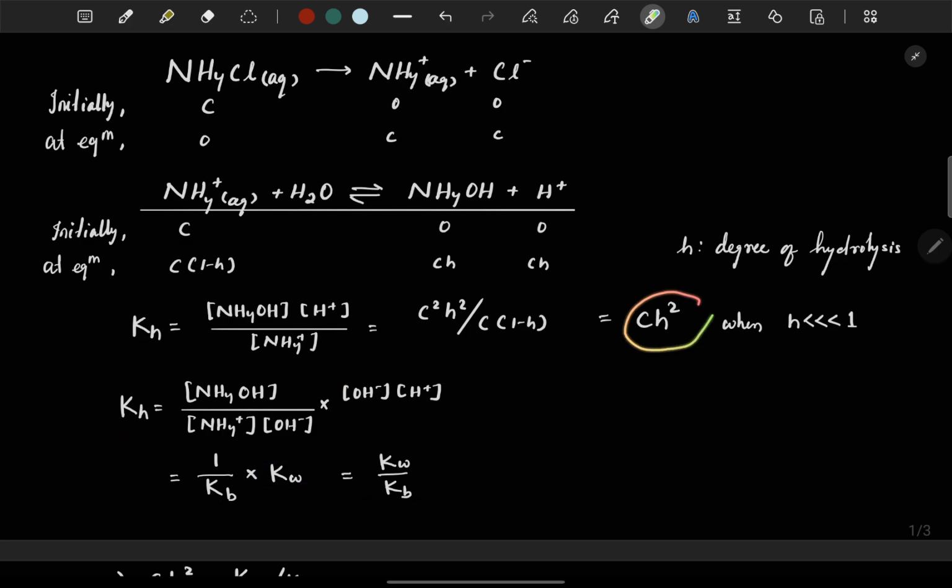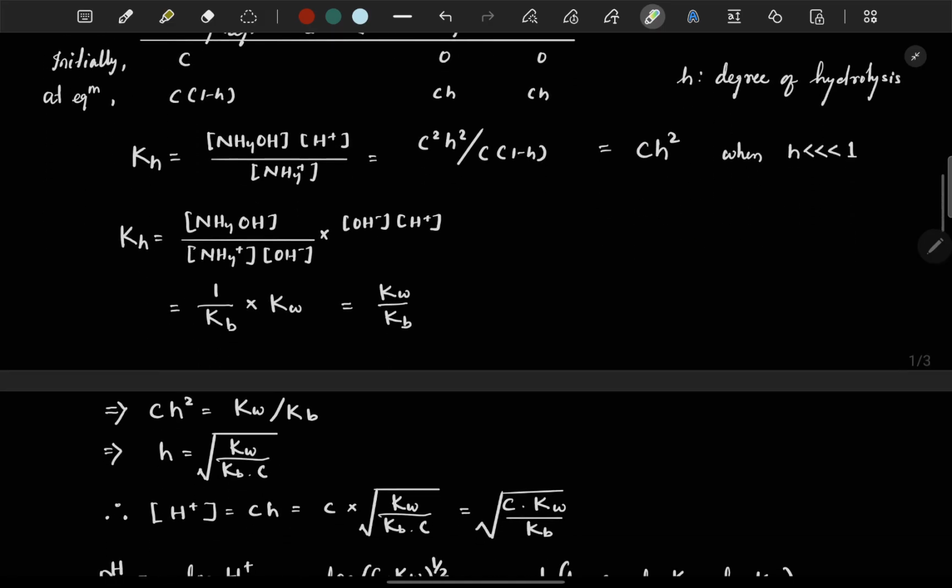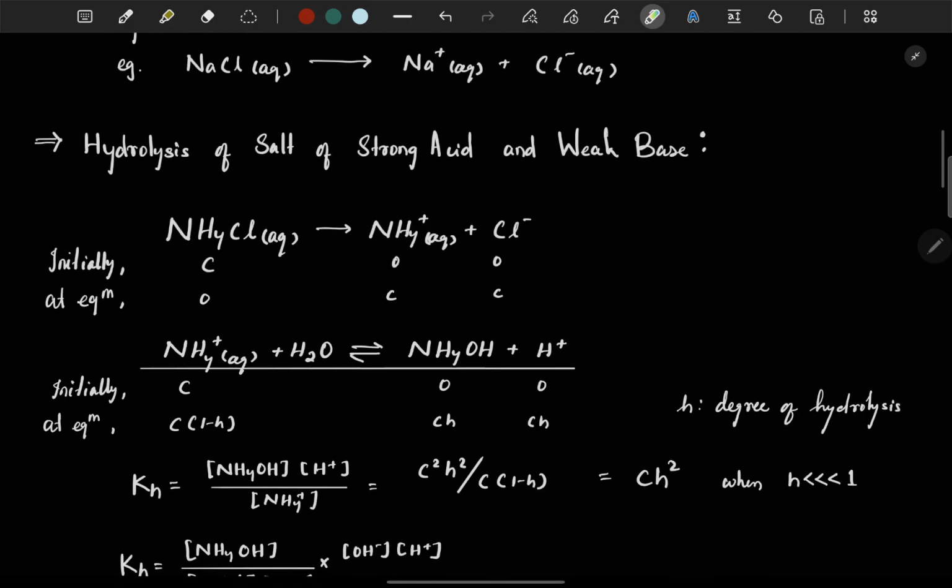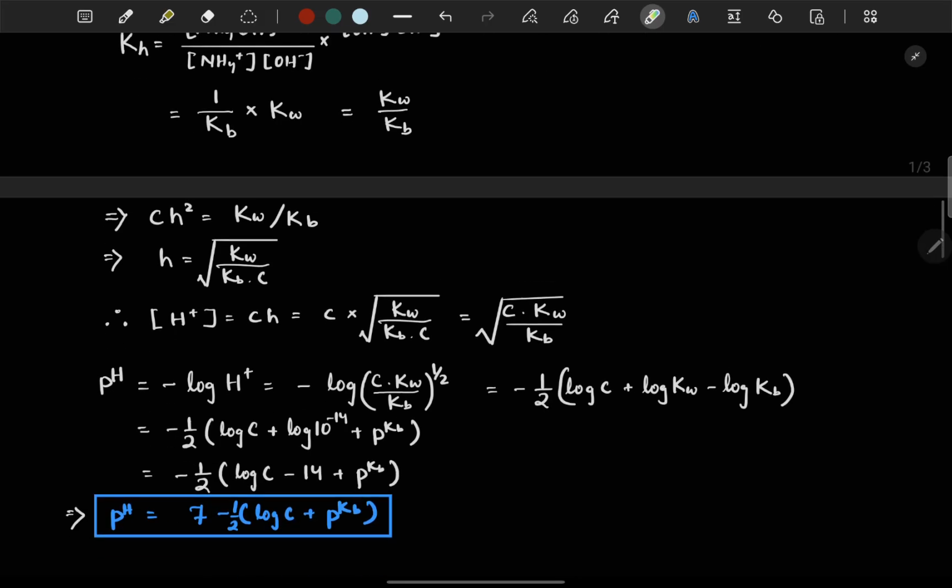Again, Kh is also equal to Ch². So we can say Ch² is equal to Kw divided by Kb. So h, that is the degree of hydrolysis, is equal to the square root of Kw divided by Kb divided by C. So what is the concentration of H+ ion? Here we have written the concentration of H+ ion is Ch. So the concentration of H+ ion is equal to C into h. Putting the value of h, we will get the square root of C into Kw divided by Kb.